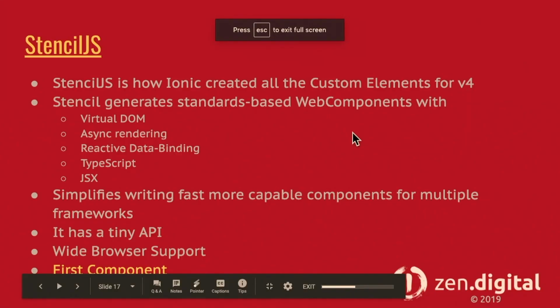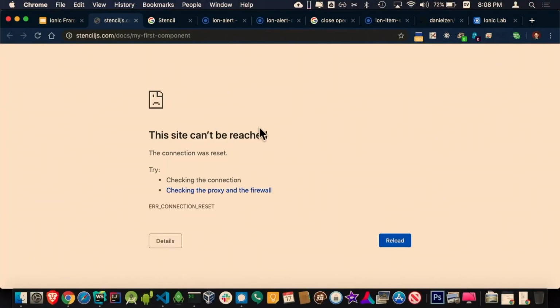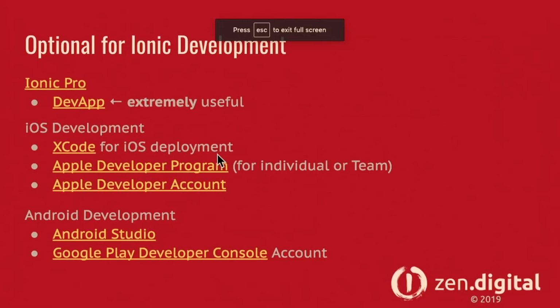Okay, so going back to that. Stencil JS generates standards-based web components with the virtual DOM, async rendering, reactive data binding, TypeScript, and has JSX support. It simplifies writing fast, more capable components for multiple frameworks. It has an extremely tiny API because it actually embeds that API. It has wide browser support, and I think this was the link to the first component, but of course their website's actually down. It's not me.